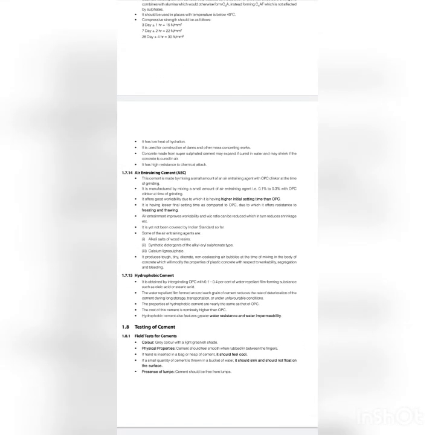There are tests of cements, which are field tests for cements. Color: gray color with a light greenish shade. Physical properties: cement should feel smooth when rubbed in between the fingers. If hand is inserted in a bag or heap of cement, it should feel cool. If a small quantity of cement is thrown in a bucket of water, it should sink and should not float on the surface. And the cement should be free from lumps.